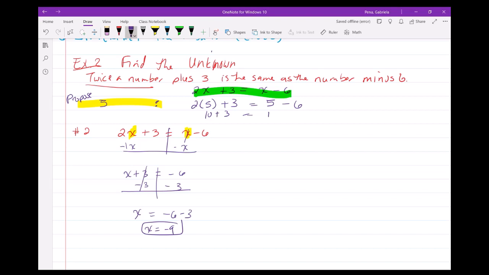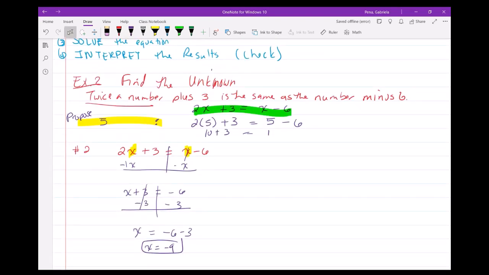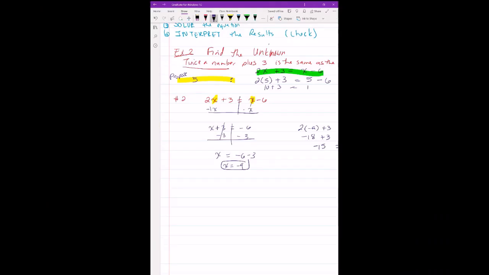Now remember, in order to interpret, you could check your results. So you could see, is 2 times negative 9 plus 3 the same thing as negative 9 minus 6? Well, this is negative 18 plus 3, which is negative 15. Negative 9 and negative 6 are both negative, so that becomes negative 15. So we have checked, we have interpreted, and that is correct. So basically, that's what you're going to be doing.